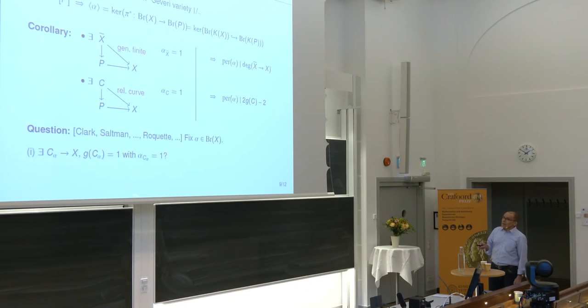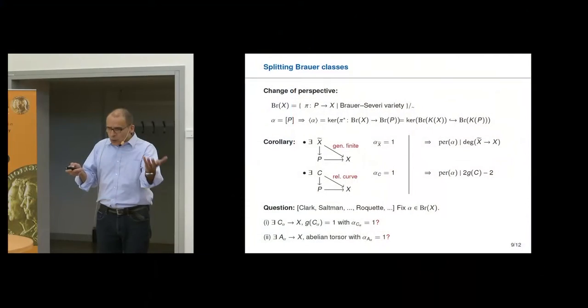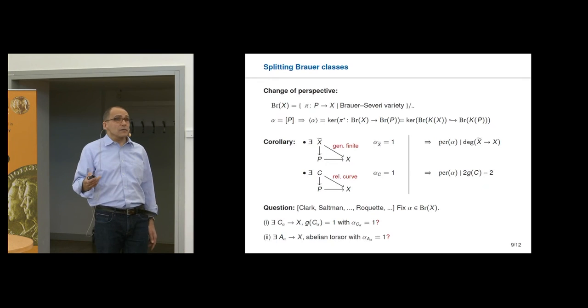In order to gain some leg room, instead of asking for genus 1 curves, you could ask for abelian varieties, or more generally for abelian torsors. So an abelian torsor is something that looks like a torsor over an abelian scheme over X. And again, the question is, can you find one for each Brauer class that trivializes the Brauer class?